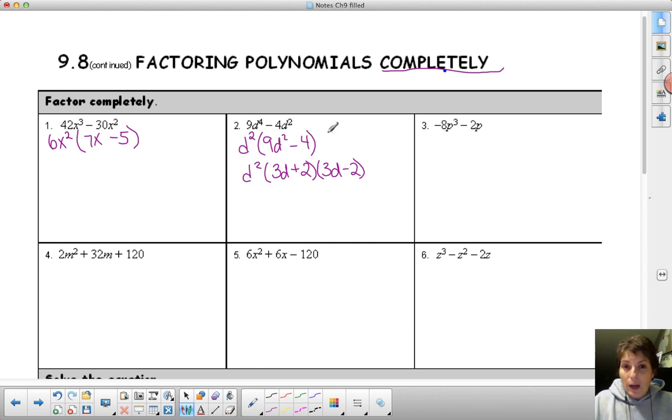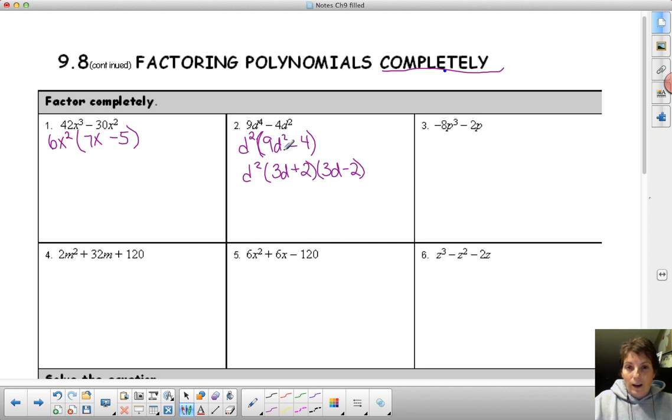In number 2, however, we go through that same process. 9 and 4 do not have any common factors other than 1. D to the fourth and d squared, they have d squared in common. So I have my d squared. I start my parentheses, and I'm left with 9d squared minus 4. This 9d squared minus 4 is factorable. It happens to be a difference of perfect squares.